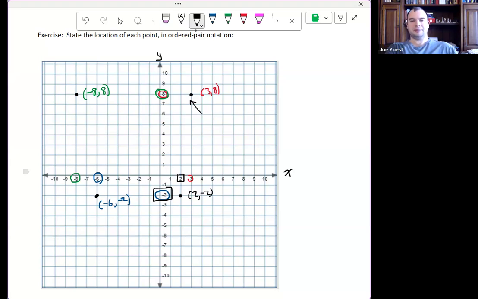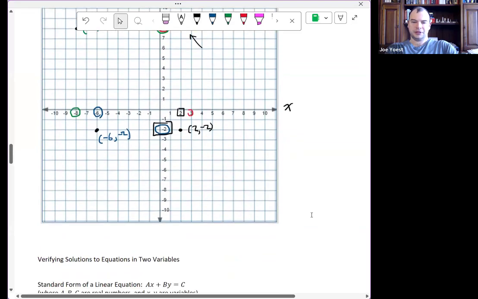The quadrant 2 point on the top left is associated with the coordinates -8 comma +8. And quadrant 3 on the bottom left, -6 comma -2. And quadrant 4 on the bottom right, 2 comma -2. Any questions on those? Okay.